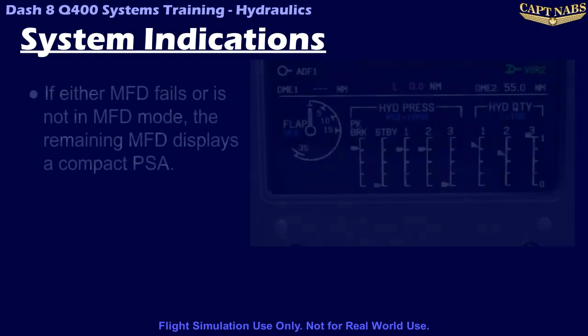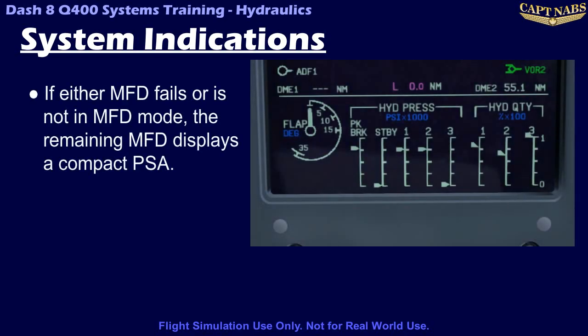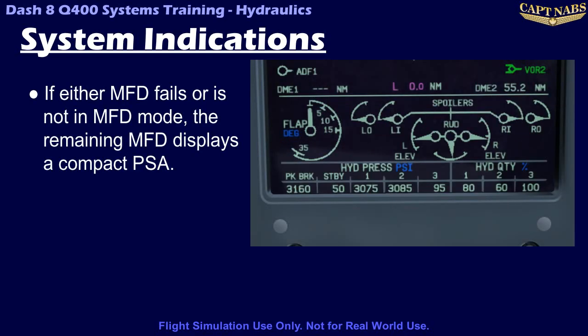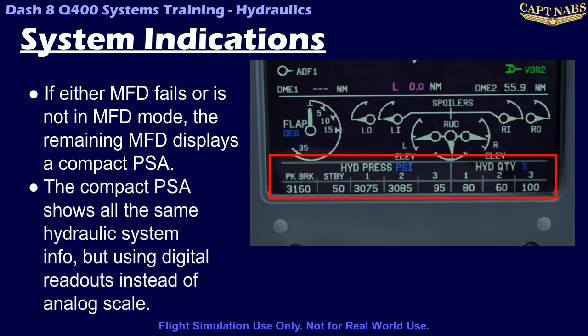If there is a failure of either MFD, or either MFD is not operating in MFD mode, the remaining MFD will display the same hydraulic system indications, but using a digital readout instead of an analog measurement as shown here. All the values are included in the digital view, but shown in the smaller format to ensure there is also room to show both sets of system indications, hydraulics and flight controls, on a single display.